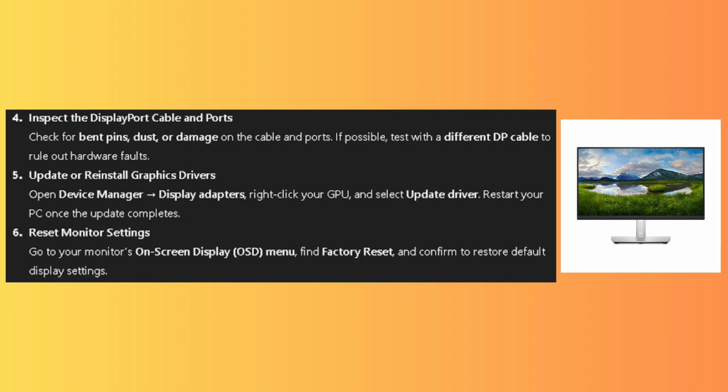Reset the monitor settings. Go to your monitor on-screen display, or OSD, menu. Find the factory reset option and confirm to restore it to default display settings. Now you know how to fix no DP signal on a Dell monitor.